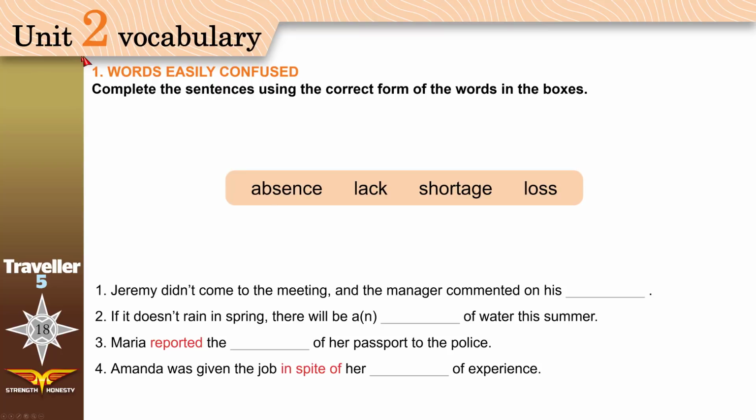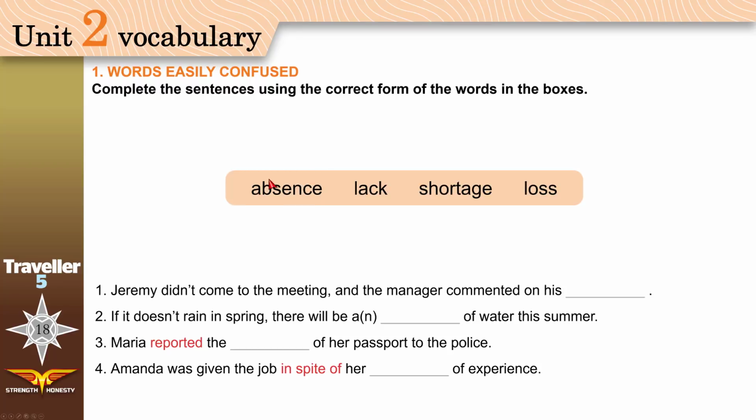Unit 2 Vocabulary 1. Words easily confused. Complete the sentences using the correct form of the words in the boxes. The correct form means if you needed to add plural s, you can. Shortage, shortages. Or maybe if you have a verb, you can add ing. This is what we mean by correct form.